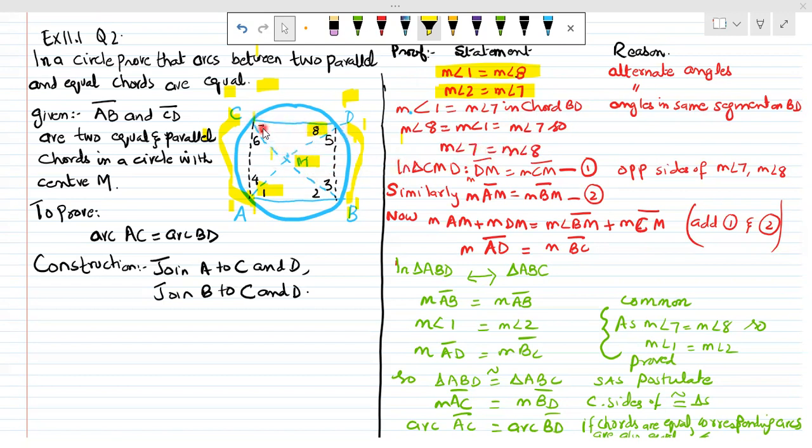In this triangle, we have proved that angle 7 and angle 8 are equal. So their opposite sides will also be equal. And their opposite sides are DM and CM. So they are equal because they are the opposite sides of angles 7 and 8.